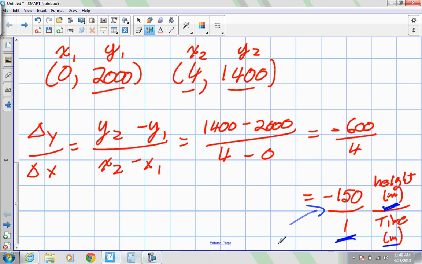Okay, so average rate of change is pretty identical to calculating slope. It's not always the best way to describe a rate of change, though, because within an average rate of change, we could have different rates of change.